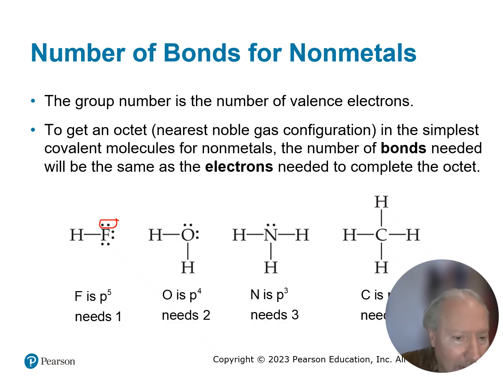So there's 2 electrons that belong to hydrogen, 2 electrons here that belong to oxygen, plus another bond, which is another 2 electrons for oxygen. And then 2 lone pairs, which is 4 electrons, gives us 8 electrons to meet the octet rule. Now, nitrogen is p3, and it needs 3 more electrons to be happy.